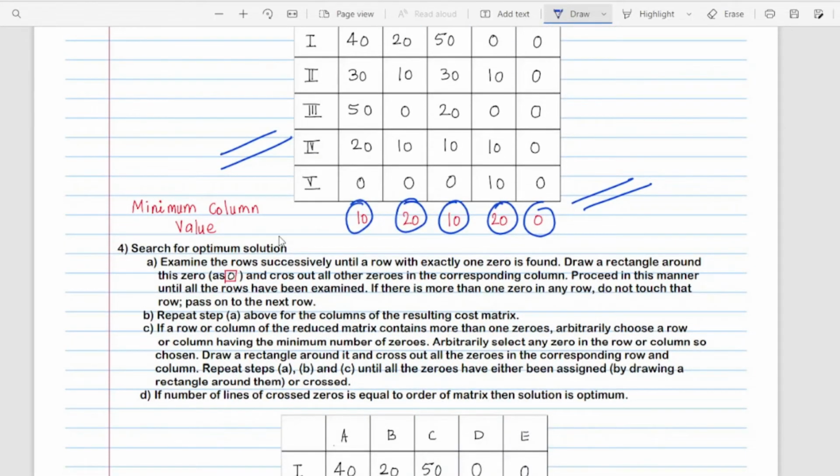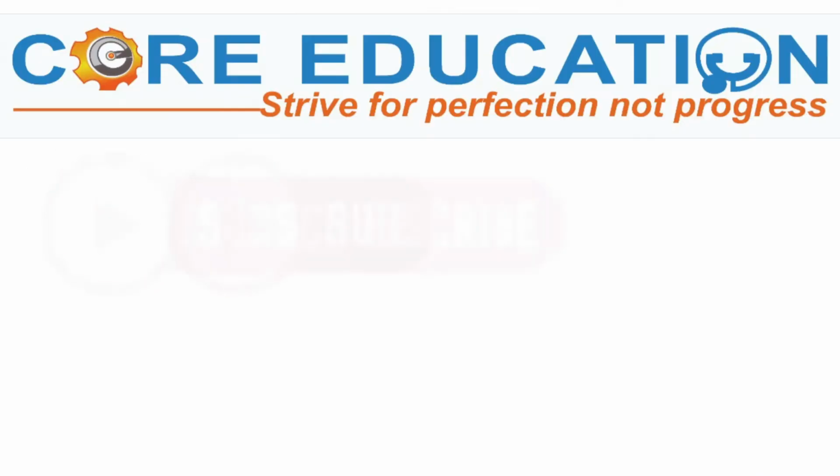Now the next step is to search for the optimum solution. Examine the rows successively until a row with exactly one zero is found. Draw a rectangle around this zero and cross out all other zeros in the corresponding column. Proceed in this manner until all rows have been examined. If there is more than one zero in any row, do not touch that row, pass on to the next row. Repeat the same step for the columns of the resulting cost matrix.